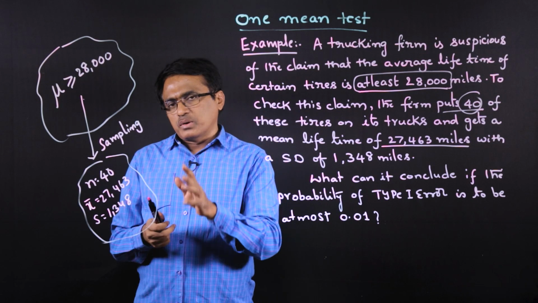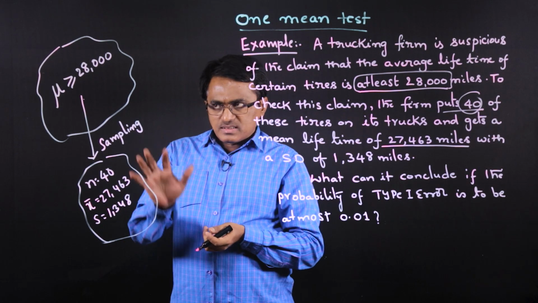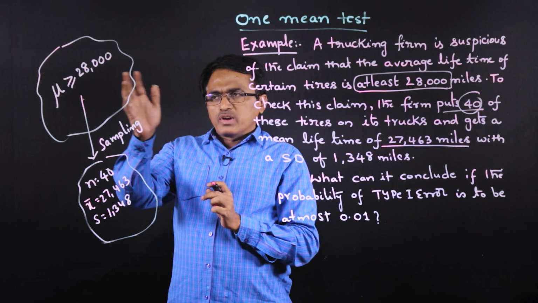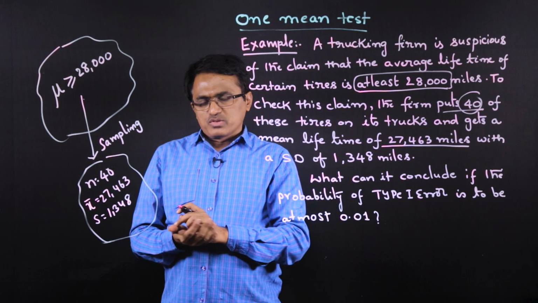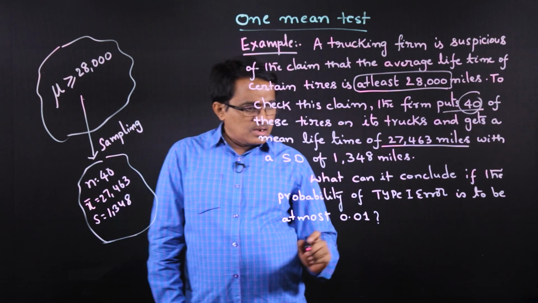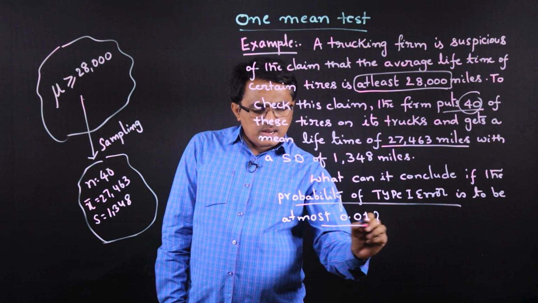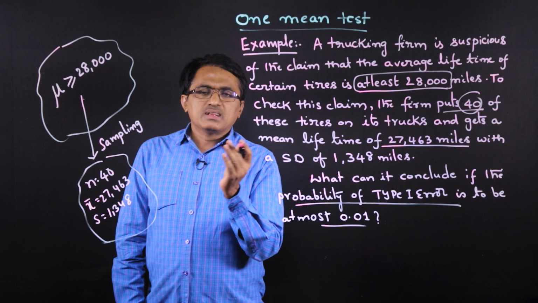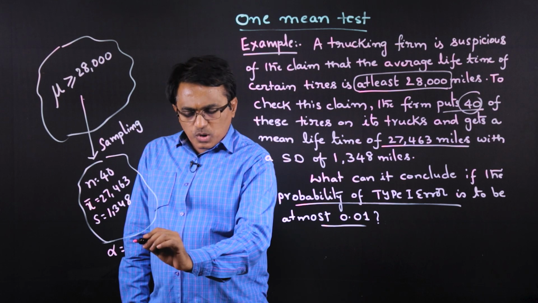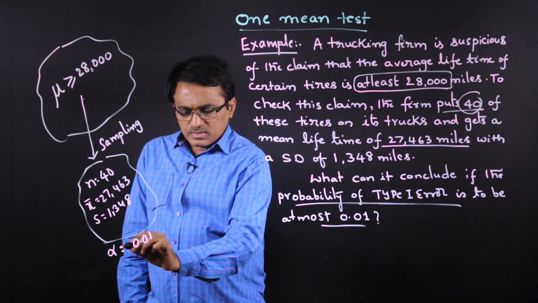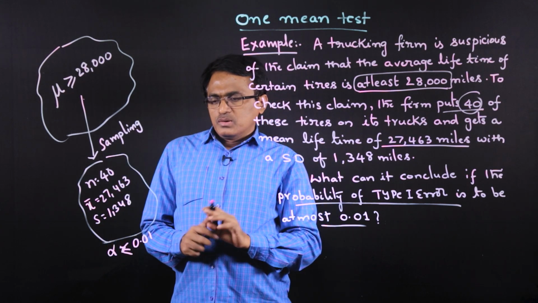Then what we are going to do is, based on this sample outcome or the sample statistics, make a comment with respect to the claim given, that is mu greater than or equal to 28,000. And here one more thing is given: the probability of type 1 error is at most, that is, the level of significance. If we recall, alpha is at most 0.01. Okay. So this is what we are going to do here.